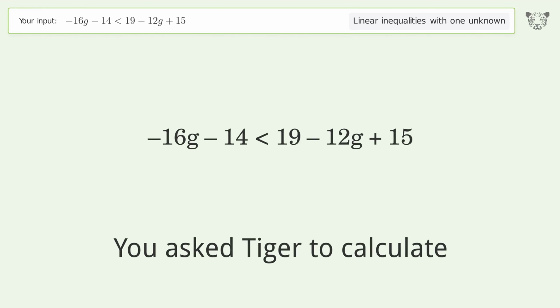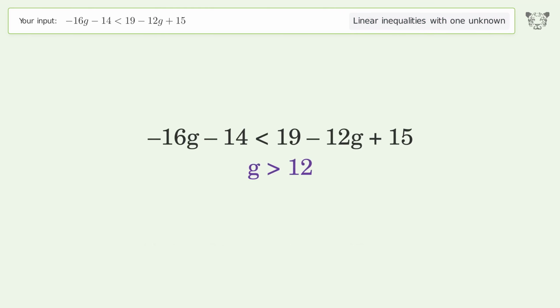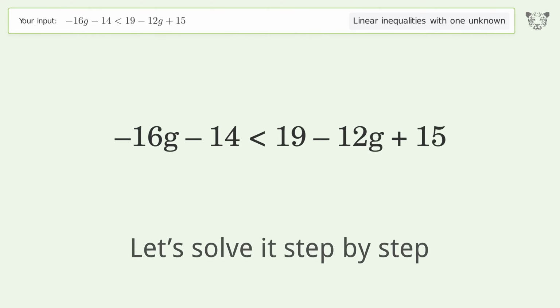You ask Tiger to calculate. This deals with linear inequalities with one unknown. The final result is g greater than -12. Let's solve it step by step.